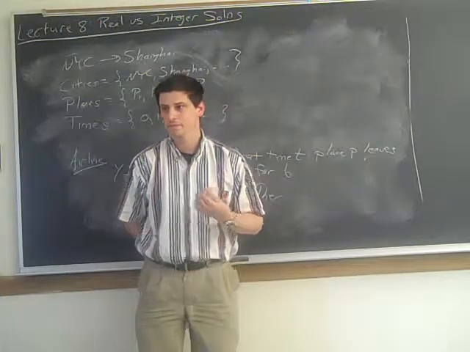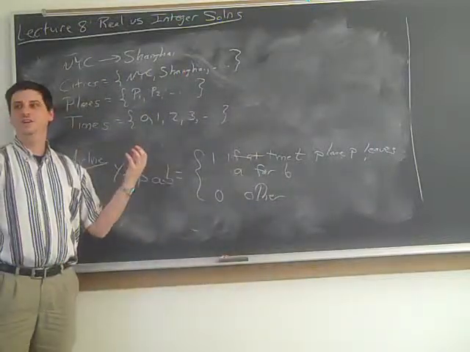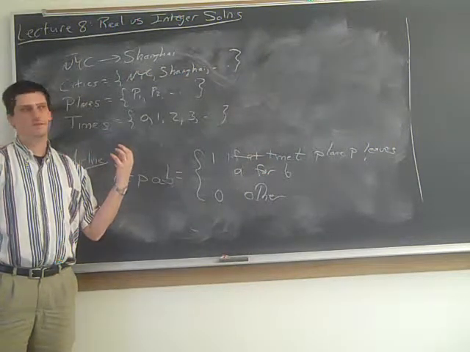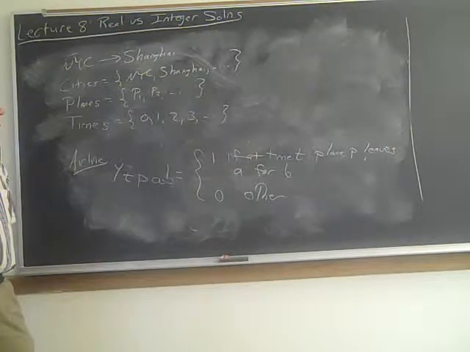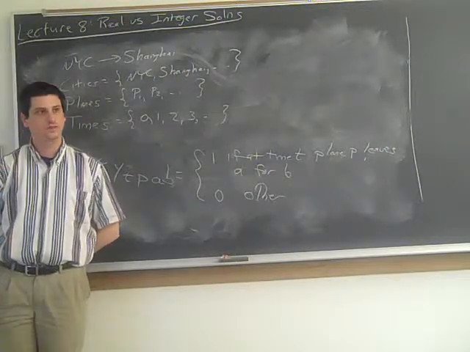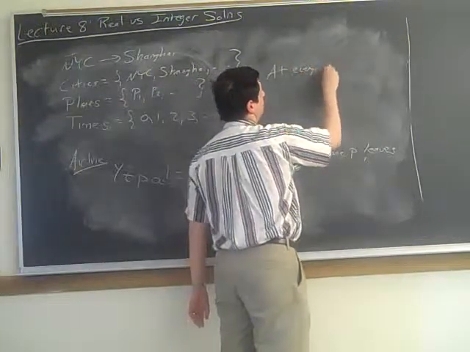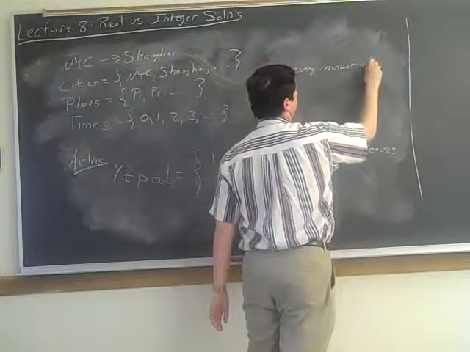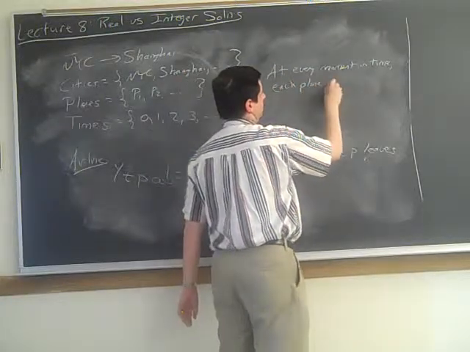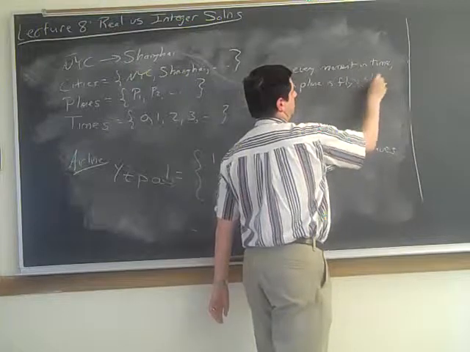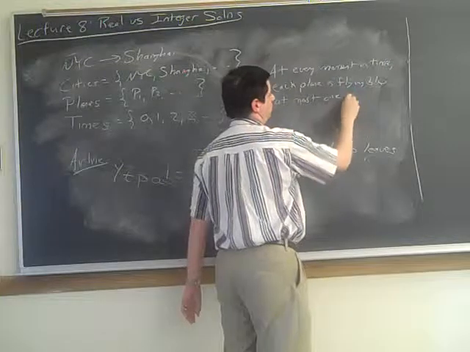Number of flight attendants. No, more basic. If the plane is flying from New York to Shanghai, what is the plane not doing? Okay, so each plane can only be flying at a given time from one city to another, right? So, at every moment in time, each plane is flying between, at most, one pair of cities.